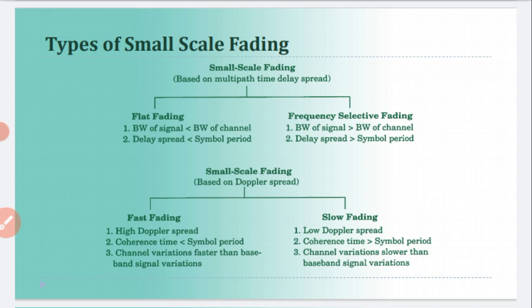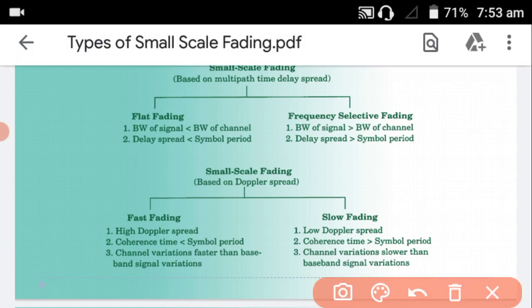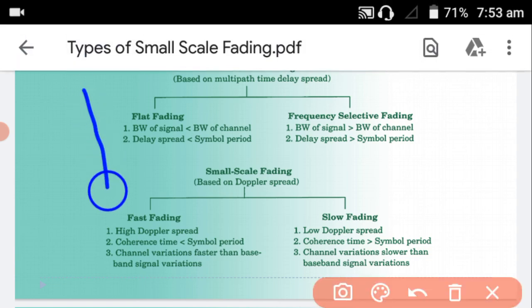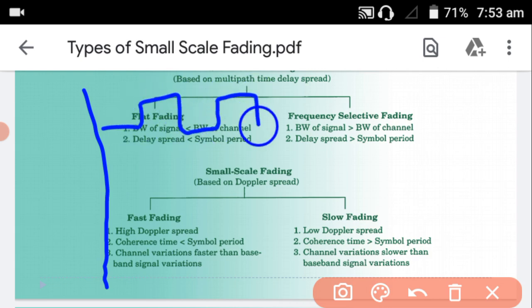So the next thing is the delay spread. In the flat fading case, the delay spread is less than the symbol period. What does it mean? Okay, we know we are transmitting some signals, right? So we can say this is the input signal. Okay, so what about the symbol period? This is the symbol period. This duration is the symbol period.